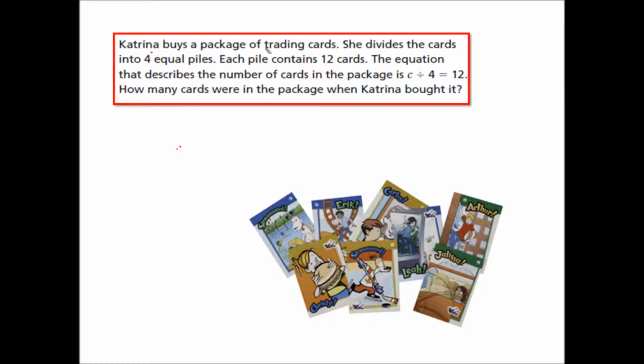Katrina buys a package of trading cards. She divides the cards into 4 equal piles. Each pile contains 12 cards. The equation that describes this number of cards in the package is C divided by 4 equals 12. Well, that's nice. They gave it to us. How many cards were in the package when Katrina bought it?